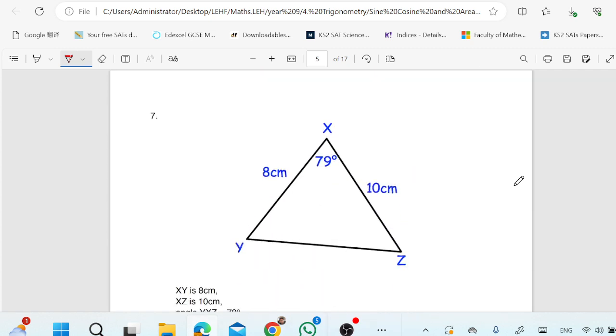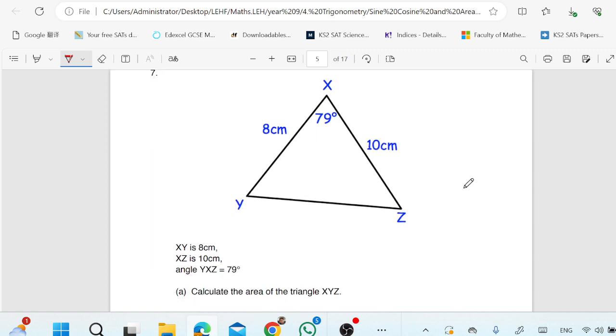In this question, you have been given two sides and the angle x. You have to find the area of the triangle. As I've already explained before, if you know the two sides and the middle angle, you can use the rule 1 over 2 times 10 times 8 times sine of 79 degrees. This will give you the area.